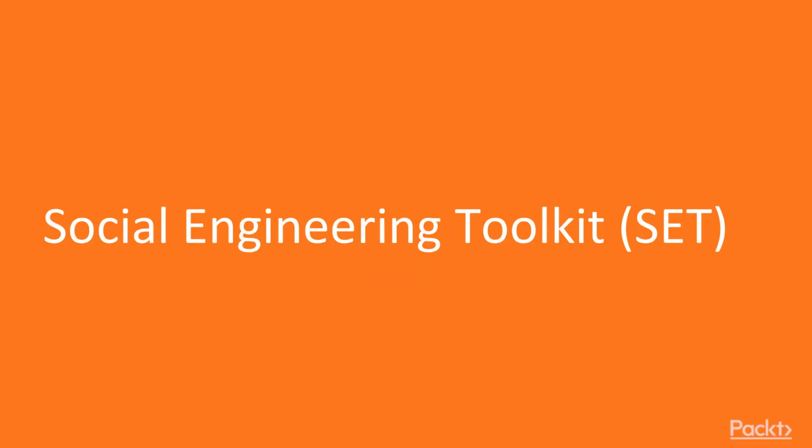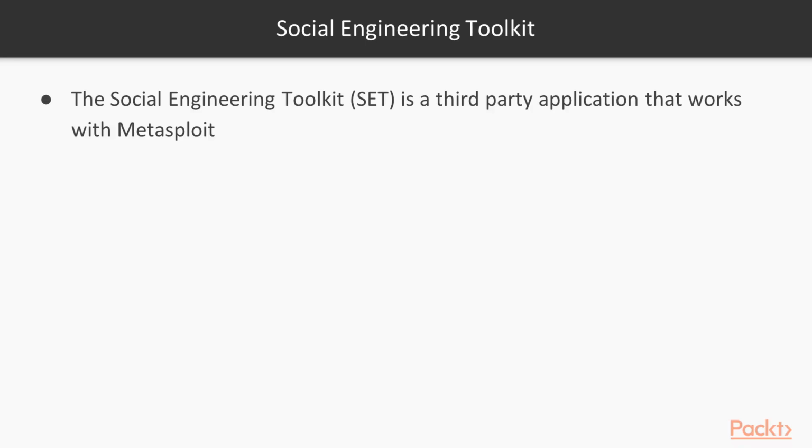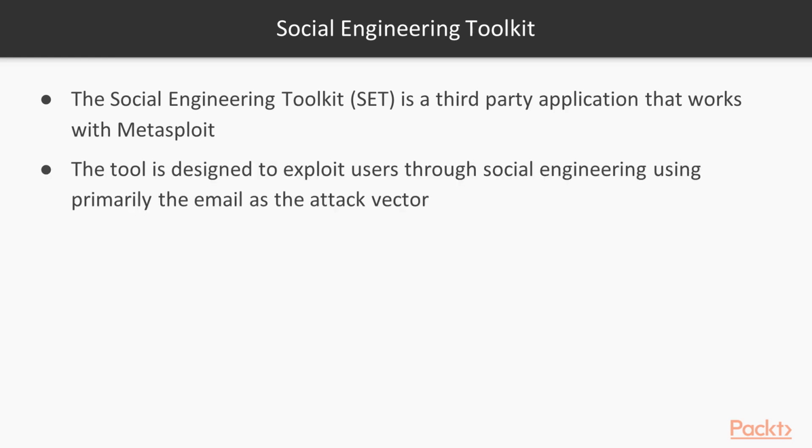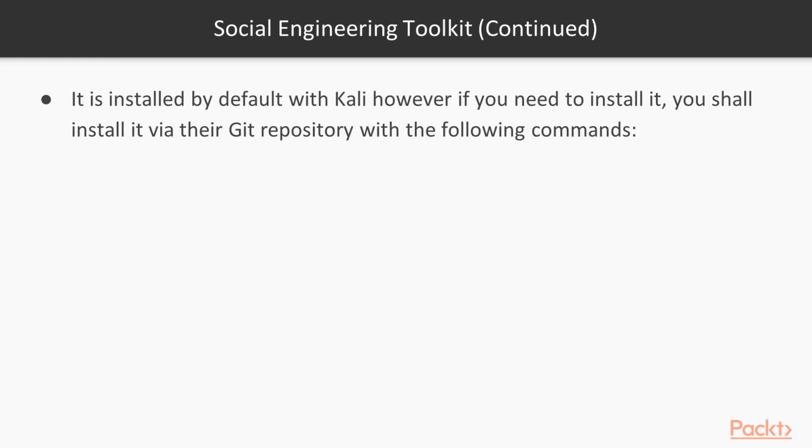In this section, we're going to be talking about the Social Engineering Toolkit. So what is that? The Social Engineering Toolkit, also known as SET, is a third-party application that works directly with Metasploit. The tool is actually designed to exploit users through, as you guessed, social engineering using primarily email as an attack vector. However, it does have other options that you can use.